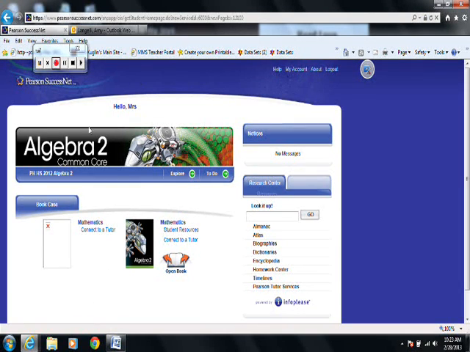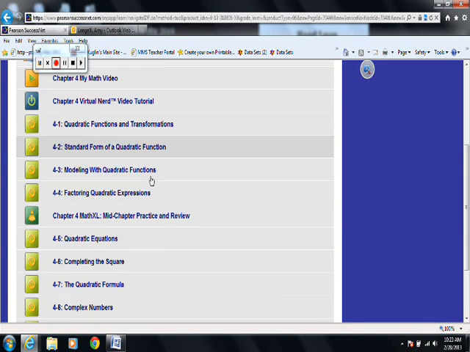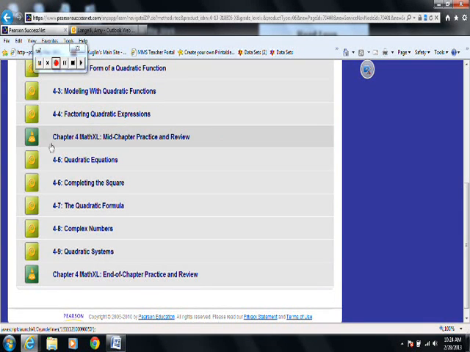And you will see that it brings up Algebra 2, which is the Common Core, which is our book. Now, in order to study for your quiz, I will show you how to study for the mid-Chapter 4 quiz. Your student should click on the Explore button. They will then find Chapter 4. And after that, since we are in the middle of Chapter 4, they will click on the Chapter 4 Mid-Chapter Practice and Review.